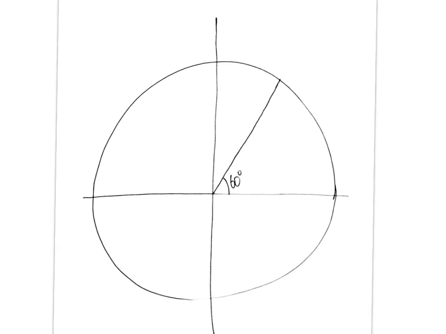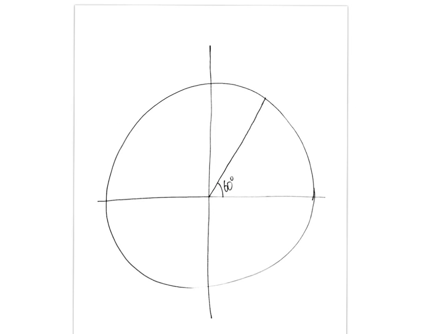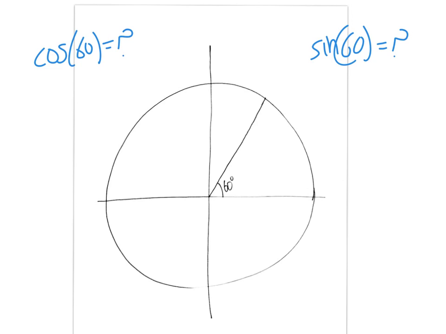So let's see. Here's our first example. We have an angle of 60 degrees, and what we're interested in is what is the cosine of 60 degrees and what is the sine of 60 degrees. From the previous page, we're thinking cosine is x, sine is y.